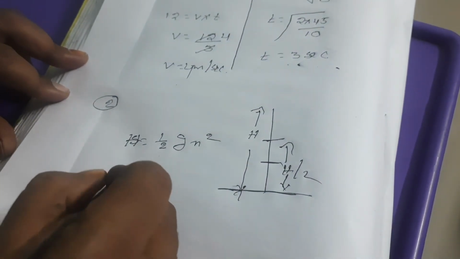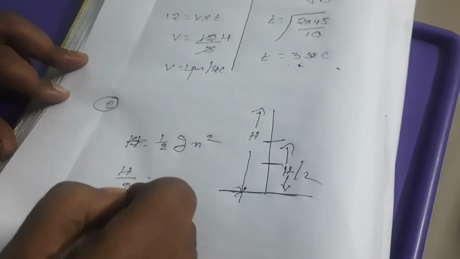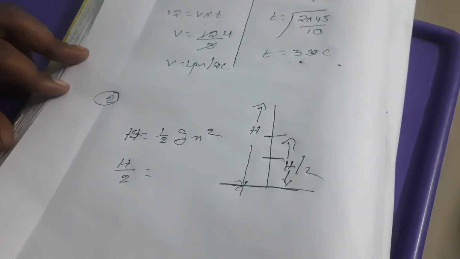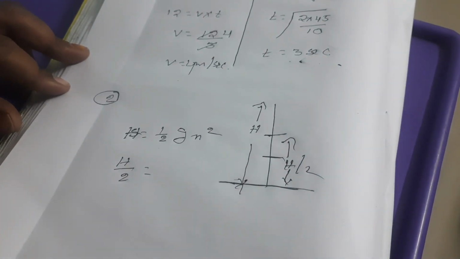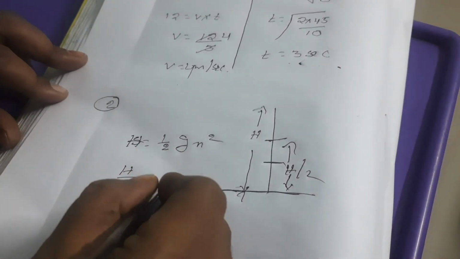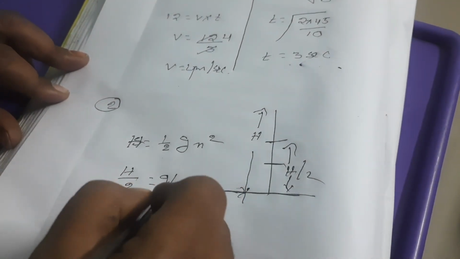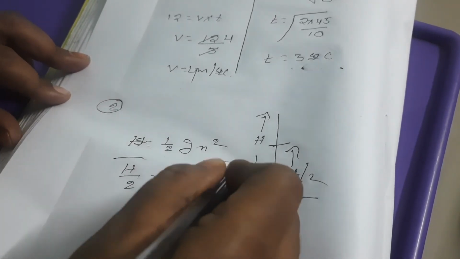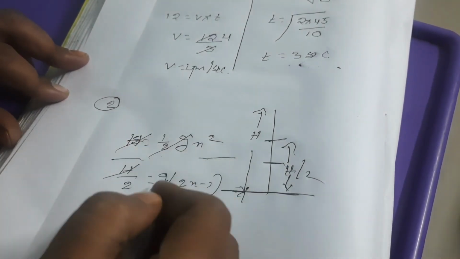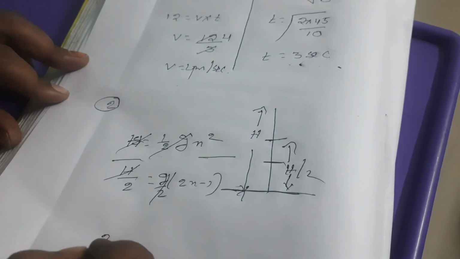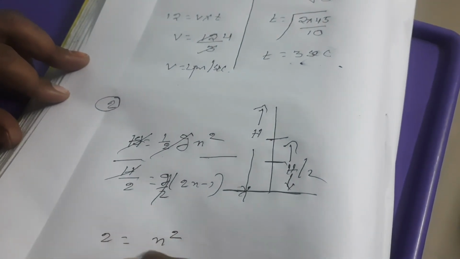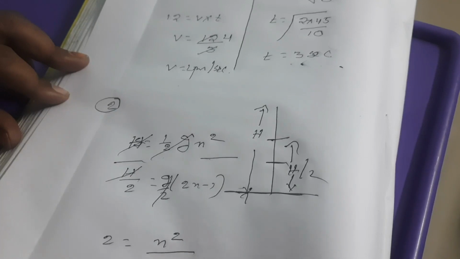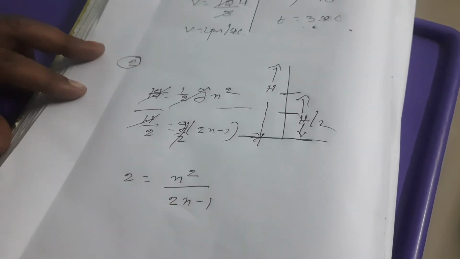Then for the last second, we can take the formula Sn equals u plus a by 2 into 2n minus 1. Initial velocity is 0, so simply you can take g by 2 into 2n minus 1. So take the ratio of these two. H cancels, half g cancels. So 2 equals n square by 2n minus 1.